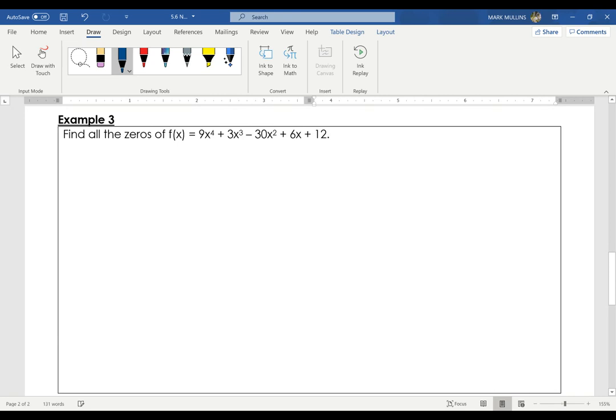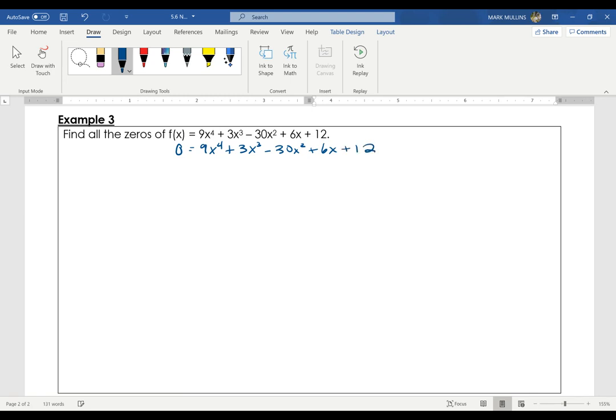So on example 3, we're going to start it the same way. We're always going to start with our P's and Q's. One thing I notice right away, my coefficients are 9, 3, 30, 6, 12. I can reduce all of that if I think about finding a 0. If I have 0 equal to all of this, I can factor out that 3, and I don't lose any solutions that way.